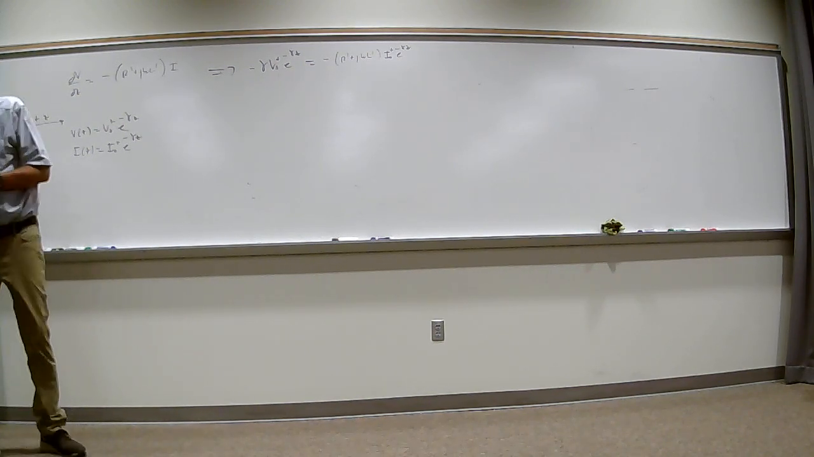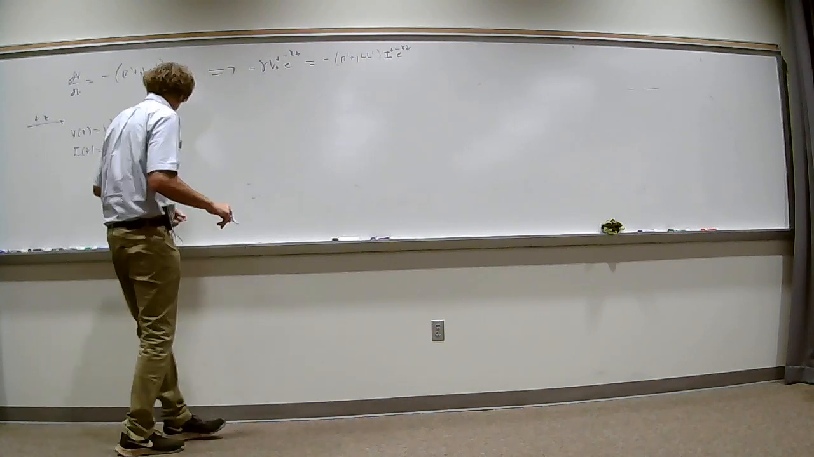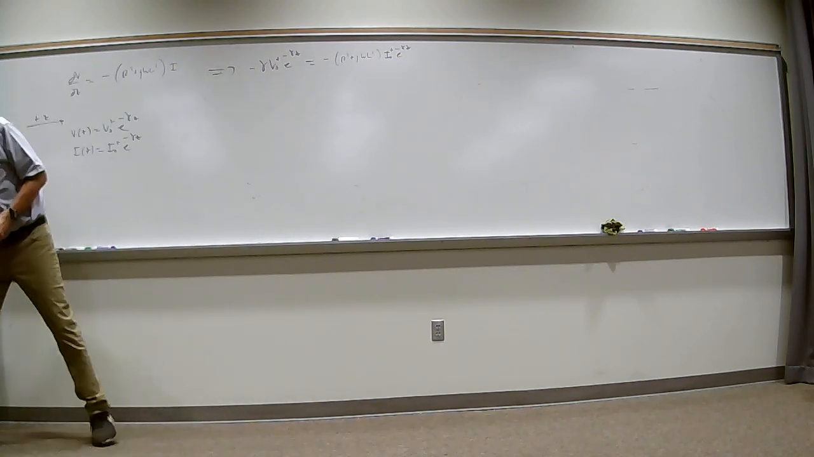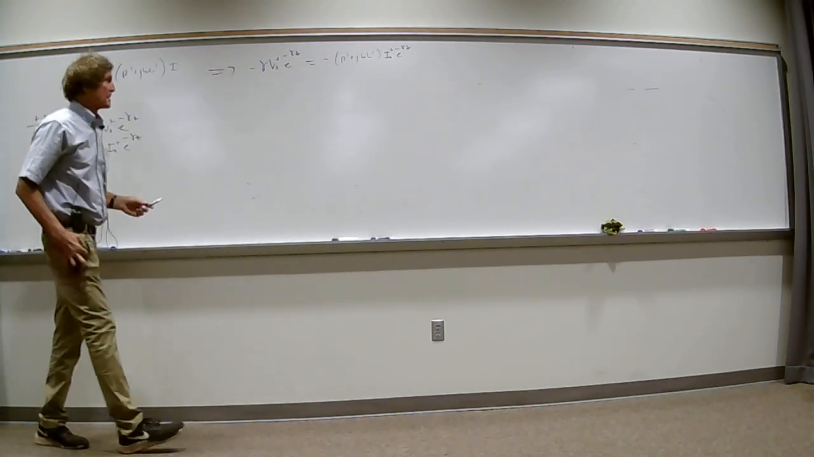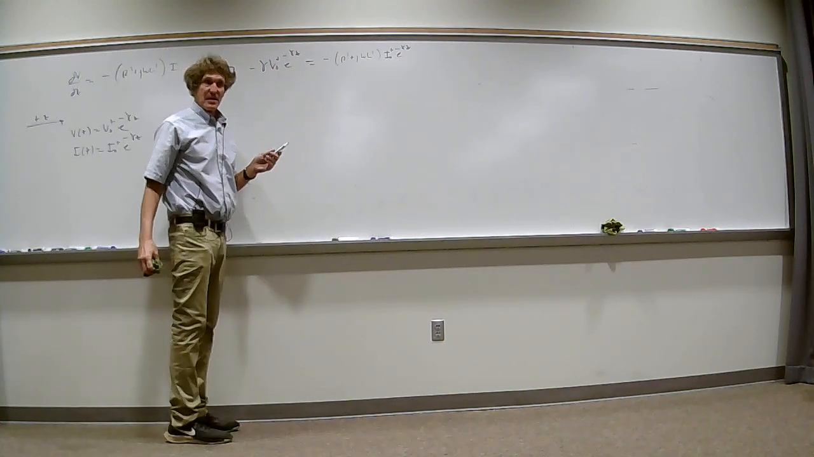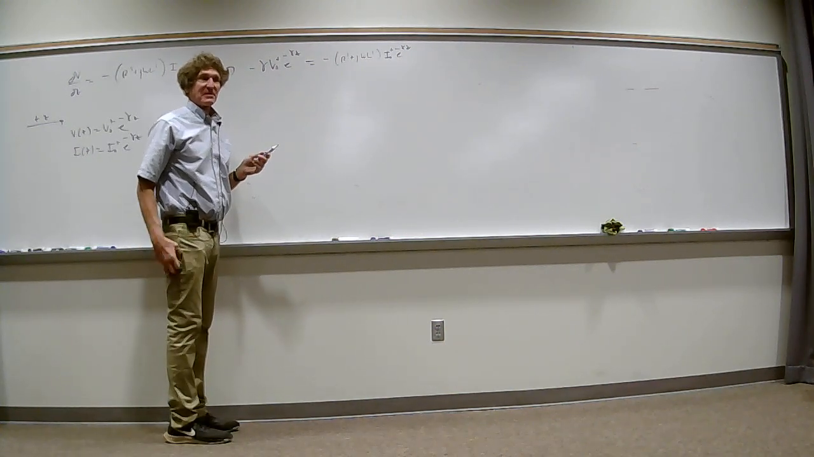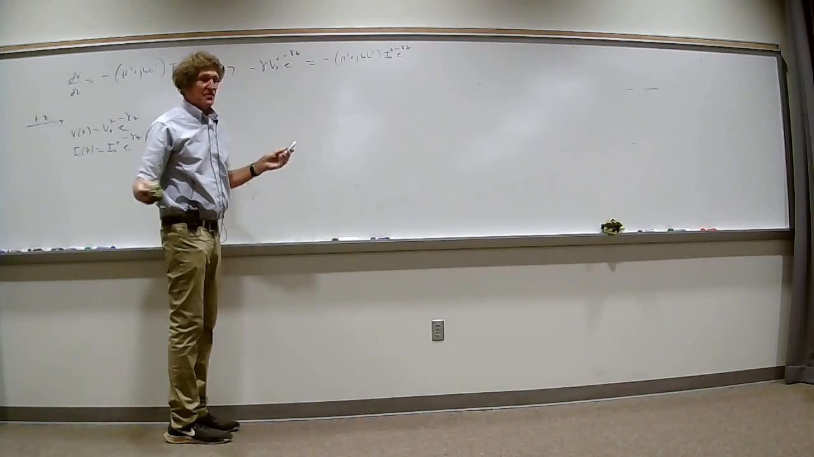Now if you look at this right here, what do you notice happening? First of all, can I simplify it in any way, shape, or form? Class? What about the negative sign? Can we get rid of that? Don't they appear on both sides?